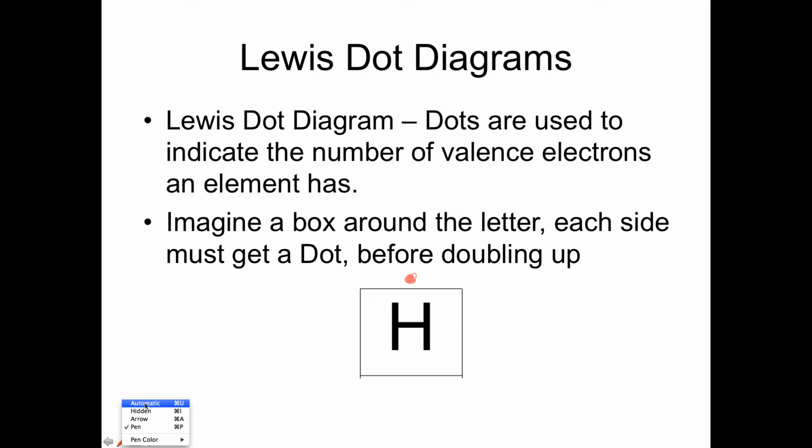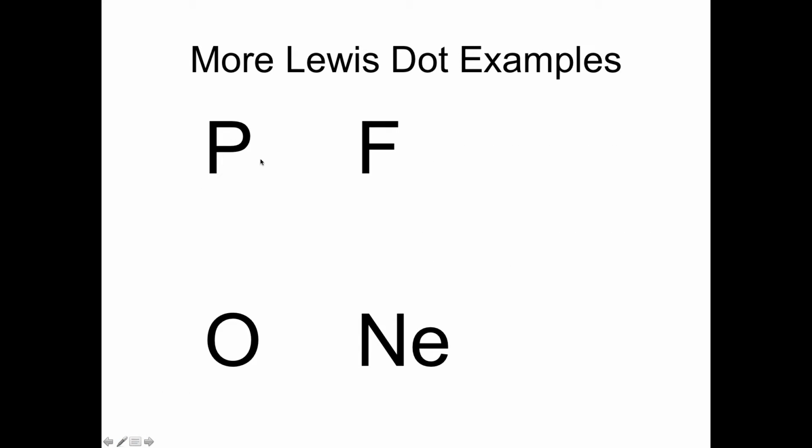Let's try some more examples. I have phosphorus here. We're going to open up our periodic tables. We're going to find phosphorus, and figure out what column it's in for the number of valence electrons it needs. If you notice, it needs 5. So I'm going to draw an imaginary box around this P. You don't really have to draw the box, but for the first couple I will. Now I need 5 dots around this P to symbolize the 5 valence electrons.